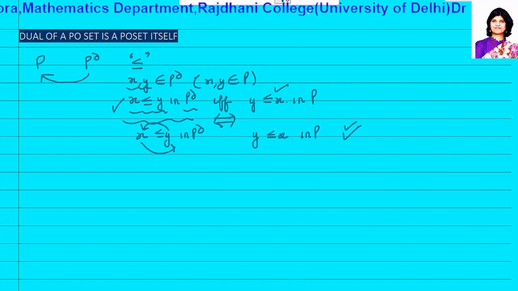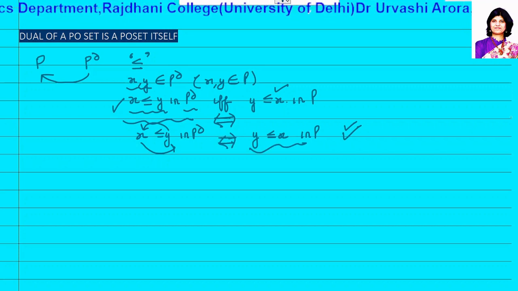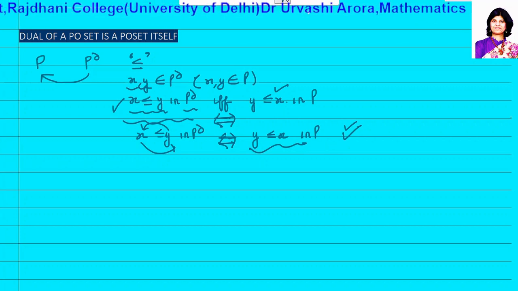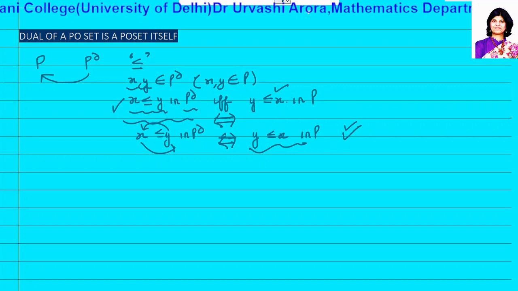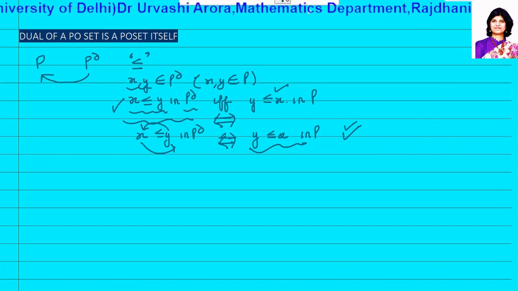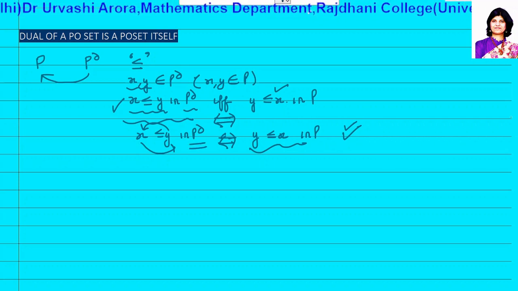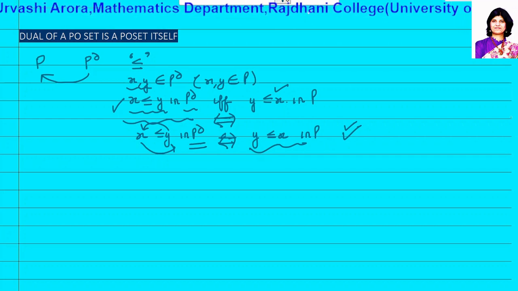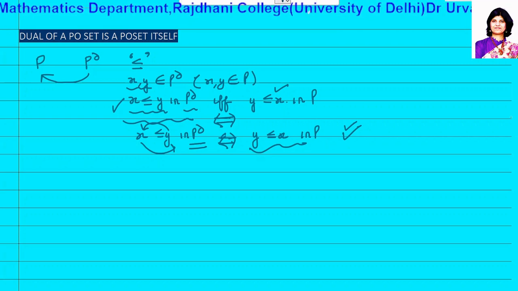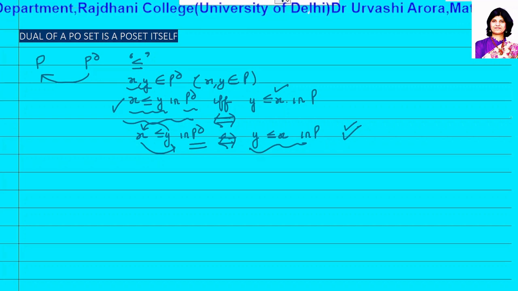Now this fact, this line which defines the relation less than equal to in P dual, we had interpreted when we were discussing the dual of a PO set and the related observations. Basically, if you draw the Hasse diagram or the diagram of P dual, because P dual comes out to be a PO set, which we are going to prove in this particular video, you can draw its Hasse diagram or its diagram.